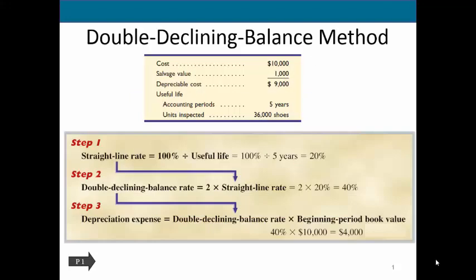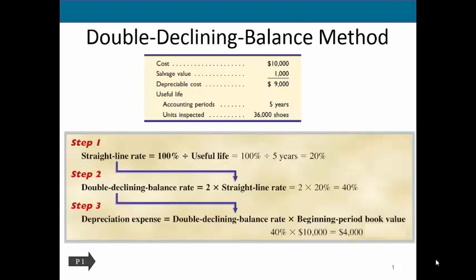Move into the double declining balance method. This method is very different from the previous two methods, so we're going to work through it together. The first thing I want to note is the importance of the name. It is the double declining balance method. And what does it mean? What is it the double of?